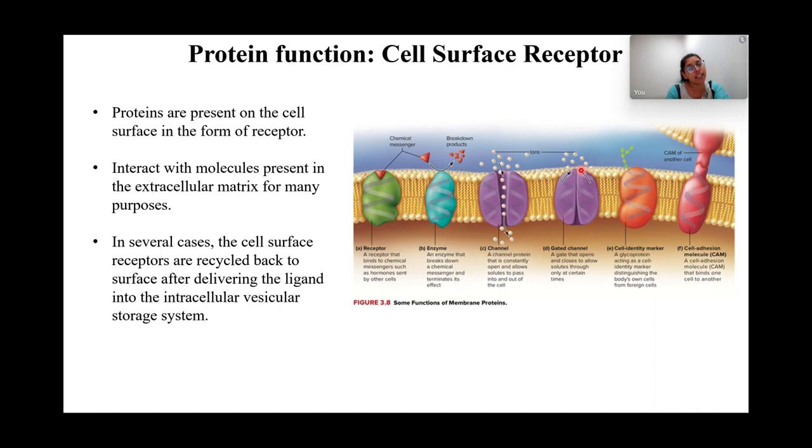And then you have cell identity markers. So you have these kinds of proteins here, which will have some attached biomolecule with which you can identify, okay, this is this kind of cell because it has this kind of protein marker. And then you have cell adhesion molecules. So you need the cells to be attached to one another. So these kinds of molecules will attach one cell to another. So these are the different kinds of proteins on the cell surface that will enable the several functionalities of the cells.